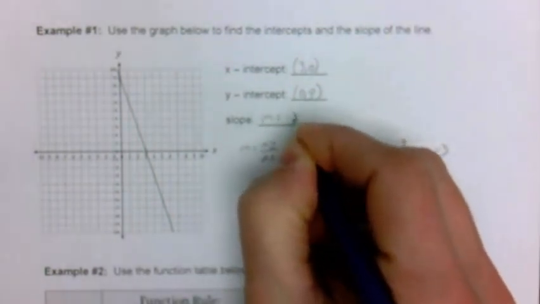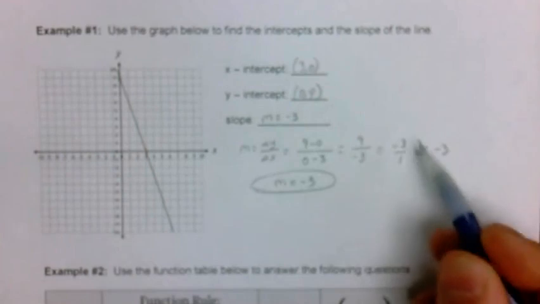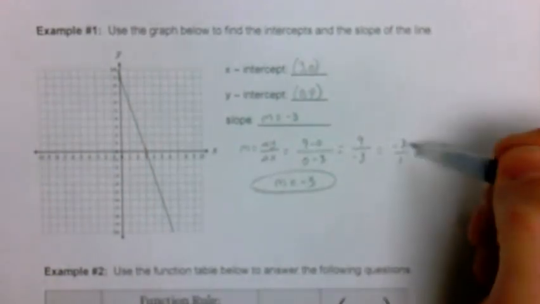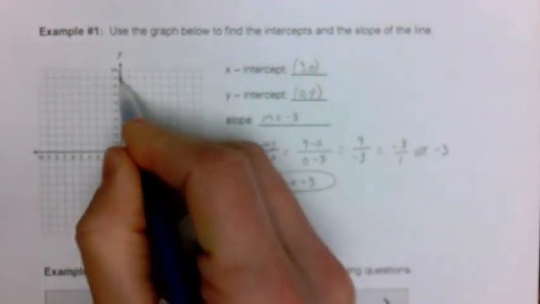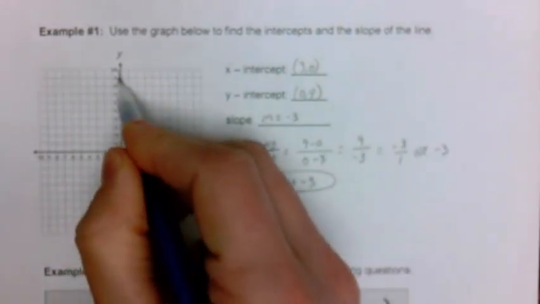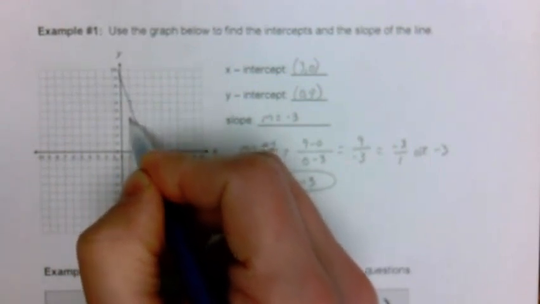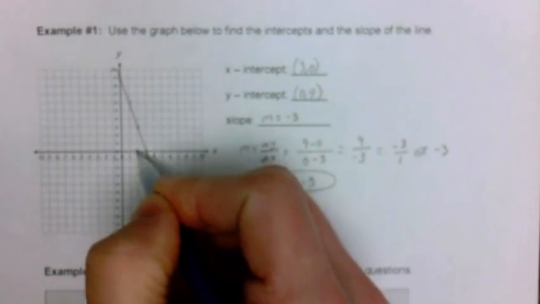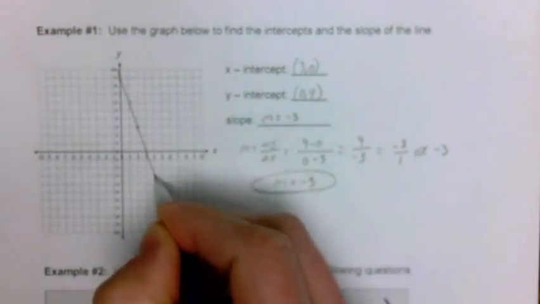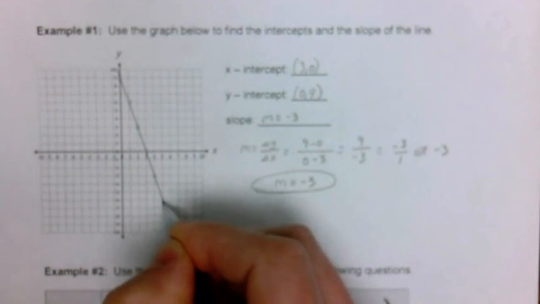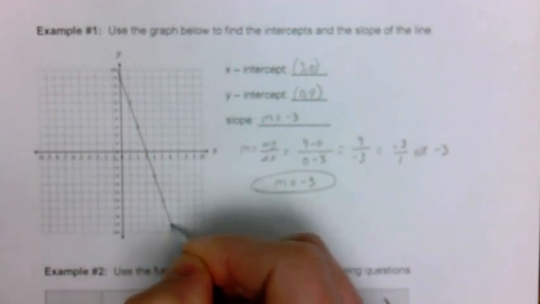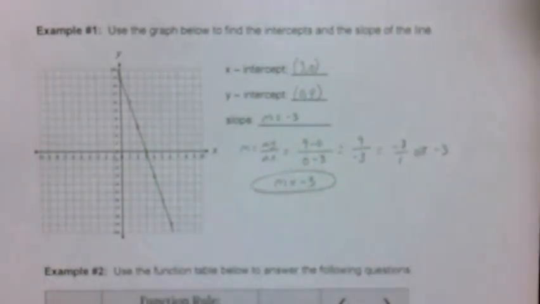M equals negative 3. And this tells me how to get from point to point on my line. Okay, I'm going to go down by 3 units and then to the right 1. So here I am at 9, 0. If I go down 3 units, 1, 2, 3, and then right 1, I'm still on the line. Down 3, right 1, and so on. Okay, that would get me from point to point on my line by using the slope negative 3 over 1.